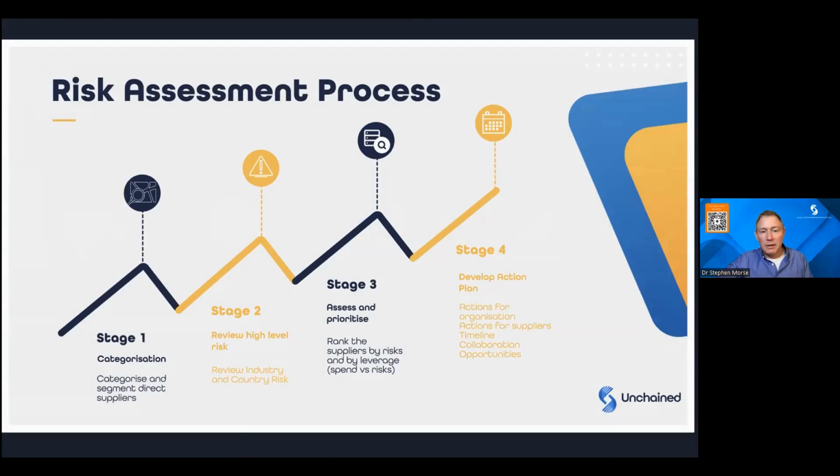And here we can break that up into 4 stages: categorization, reviewing the risk level, assessing and prioritizing, and then creating an action plan and a timeline to engage with suppliers and work out what leverage we have to engage with certain suppliers. And this is a really important step because once you've actually assessed risk, you really need to think through, well, what leverage do we have and who can we actually work with and where can we go?